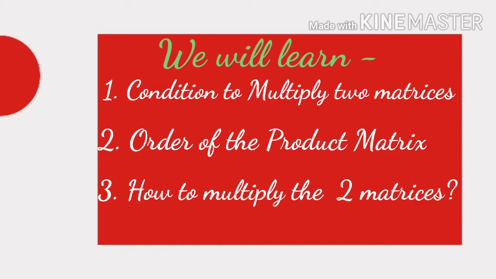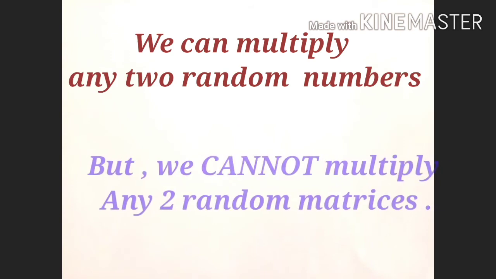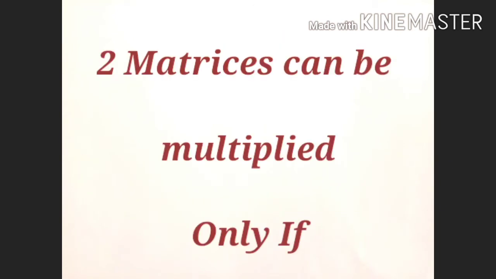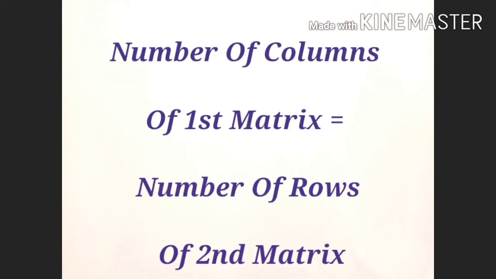So let's start. Friends, I'm sure you know two numbers can be easily multiplied, but the same cannot be said for two matrices. So two matrices can be multiplied only if the number of columns of the first matrix is equal to the number of rows of the second matrix.